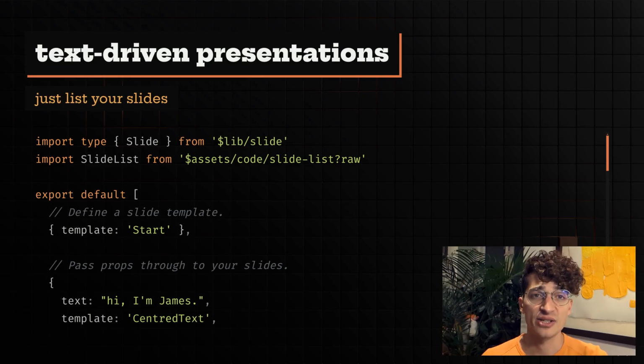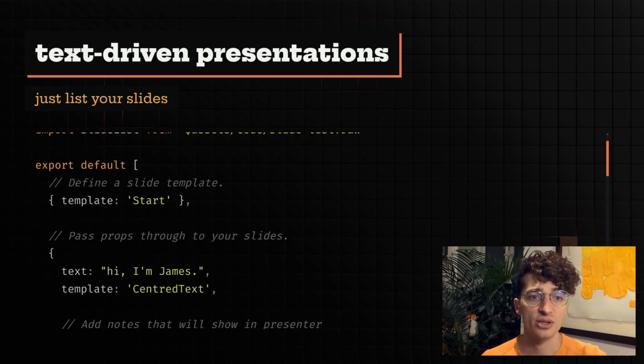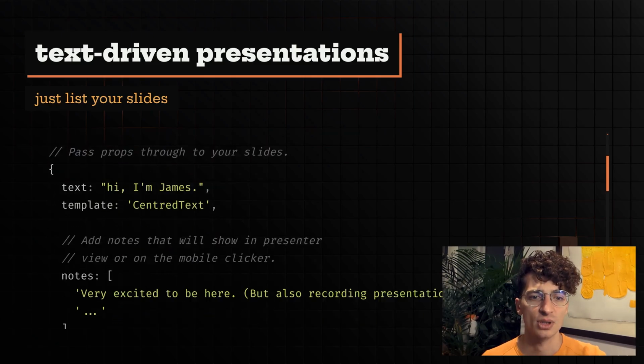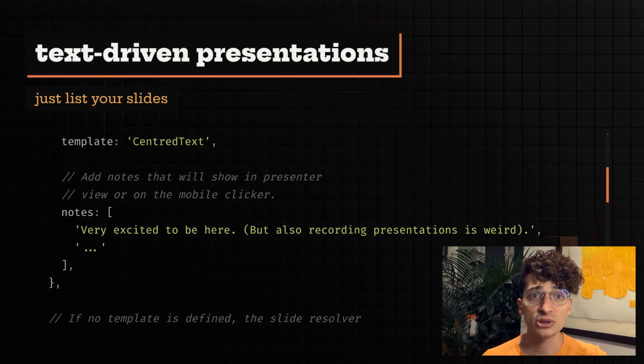This is in fact the slide list for the current presentation we're going through. There's templates that you can define for each slide, and all the content you need to show in the slide is passed through as a prop. You can also add notes to individual slides, and that'll show up in the notes view or the presenter view or on your phone if you're using the mobile clicker, and that's super handy for reminding yourself what you're supposed to be saying.